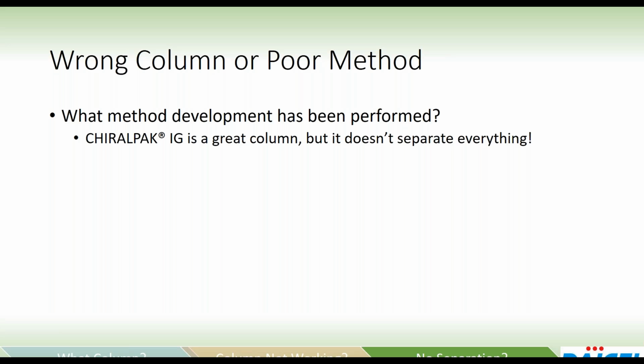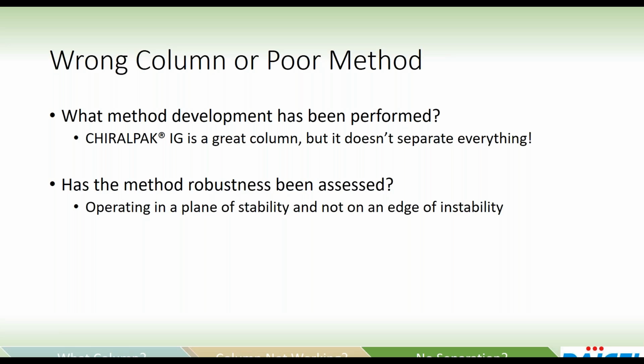So I say here, Chiral Pack IJ is a great column, but it doesn't separate everything. So what kind of method development has been performed? Do you know for sure that the column that you're using actually separates the molecule, or are you just guessing? If you're just guessing, it could be you just need to try a different column. Or if it has stopped working, as I pointed out in the previous section, there could be some other issues that are going on, either clogged inlet frit or something like that.